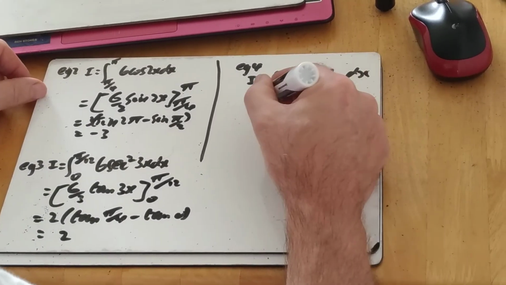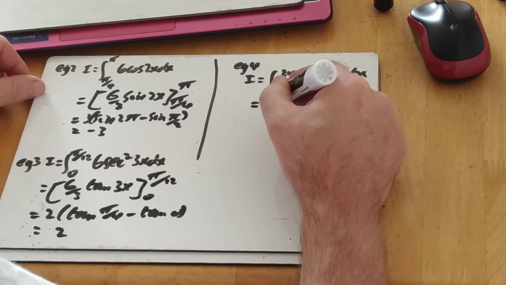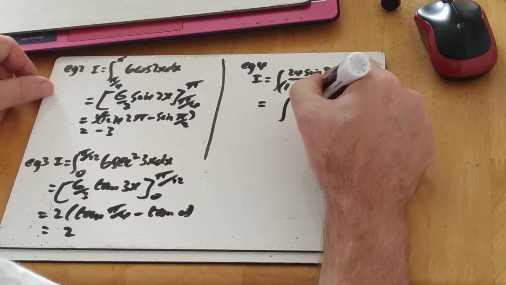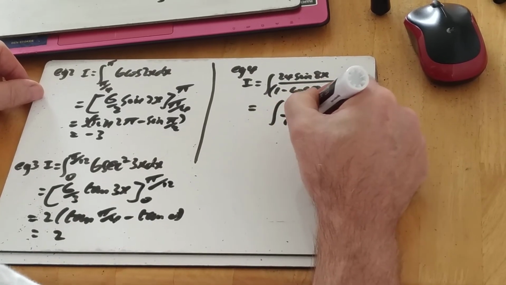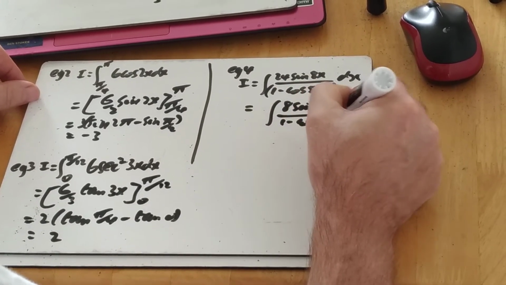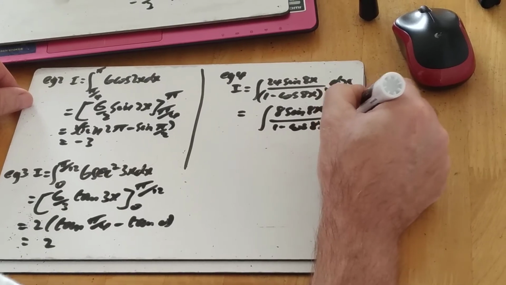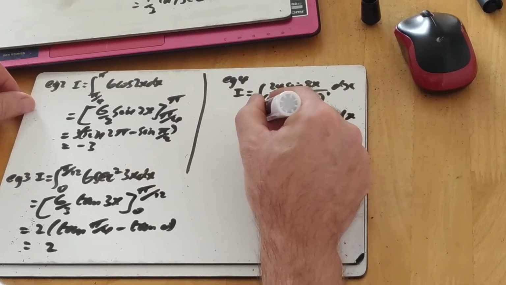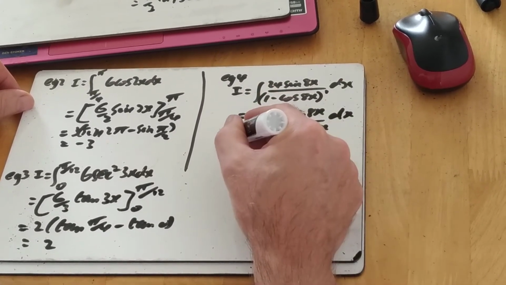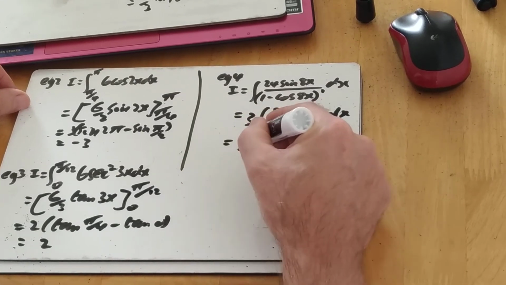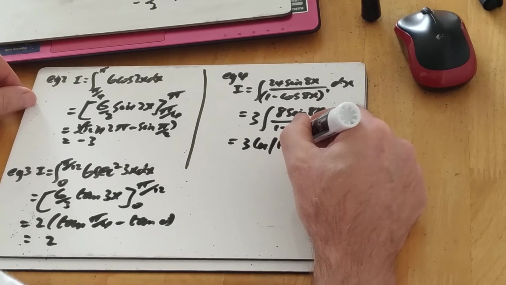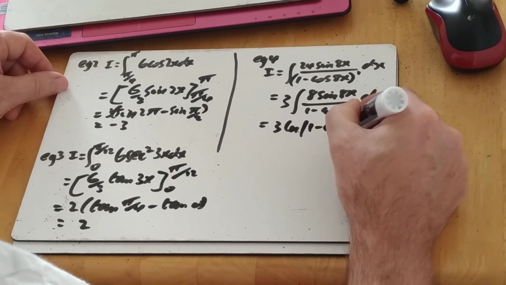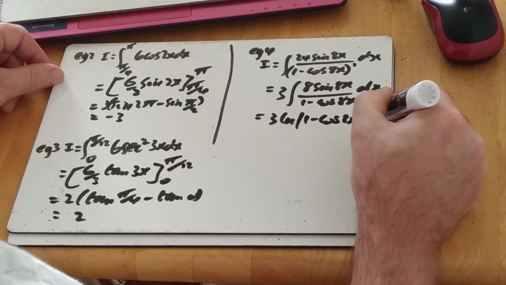So if I rewrote this so I've got the exact differential on the top there and dx, because I've had to split that 24 up, I'd write 3 times 8 to the 24, so it's telling me it's 3 ln mod 1 minus cos of 8x plus c.